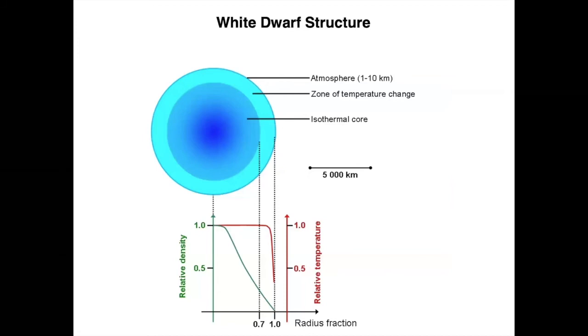This is the internal structure of a white dwarf star. You have a core that is mostly isothermal. You have a region of temperature change, and then the very thin atmosphere, that's what we see. Here you have the relative temperature and the relative density, in green, of a white dwarf.